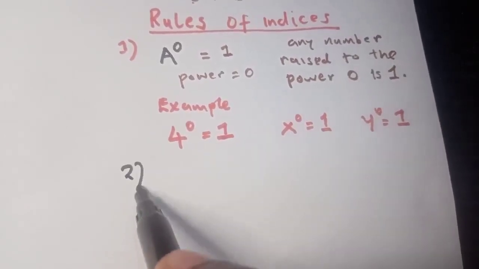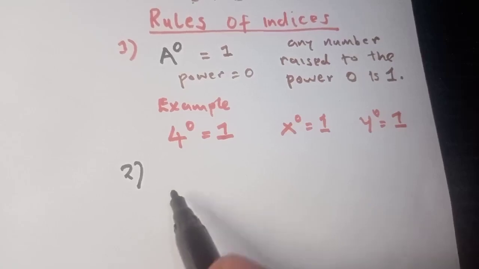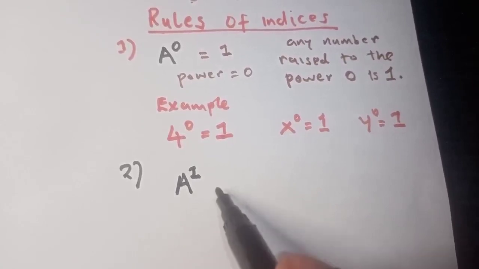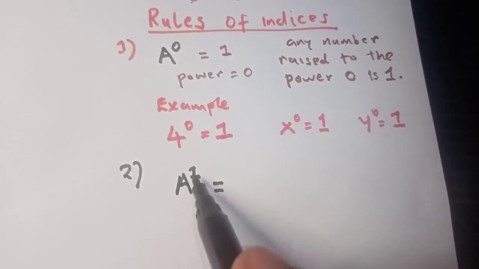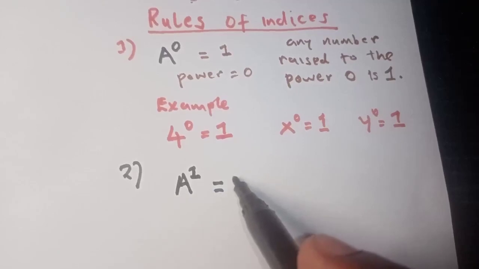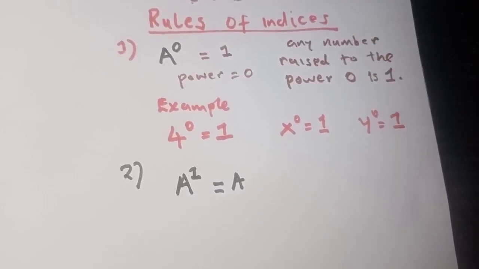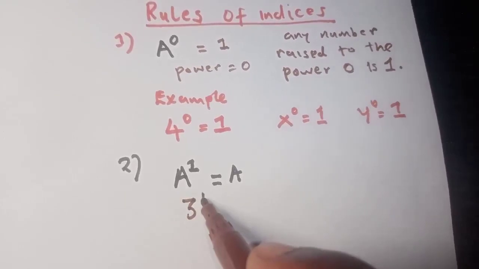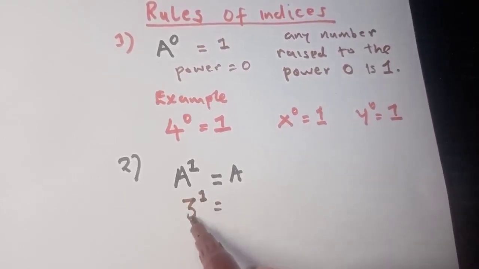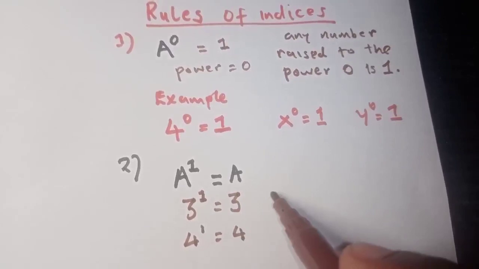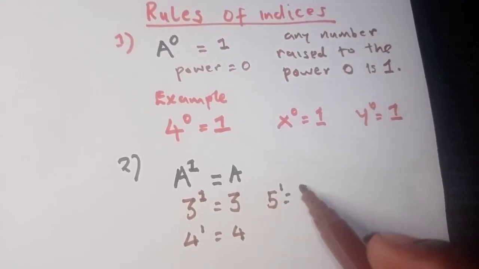Rule number 2 states that whenever the base has been raised to the power 1, the answer will be the base itself. For instance, if you have 3 raised to the power 1, the answer will be the base, which is 3. If you have 4 raised to the power 1, the answer will be 4. 5 raised to the power 1, the answer will be 5.